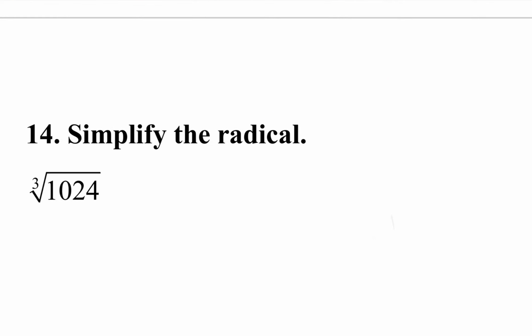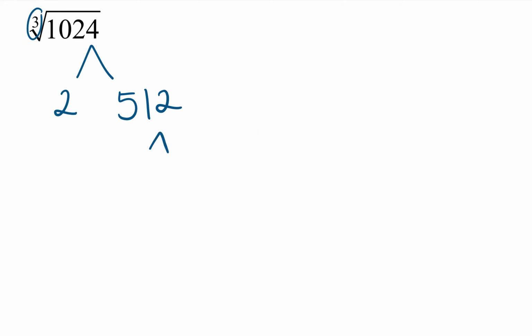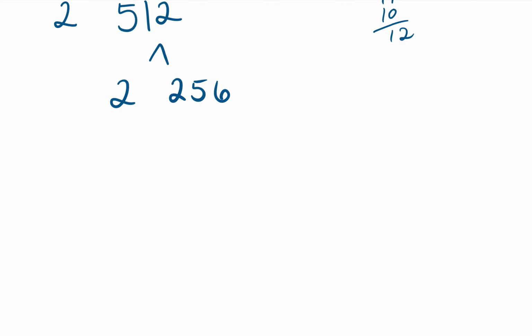Alright, 2 more. Ooh, this one's easy. So, simplify. My index is 3, so I want groups of 3. So I'm just going to start dividing. So I do 2, and let's see, that'd be 512. I can divide that also by 2, and ooh, I don't know that one. So let's just do that real quick. Oh, I see what it is now. 256. Okay, I can do that.